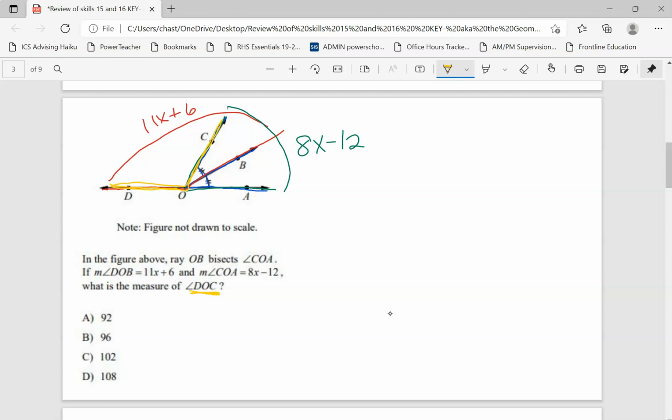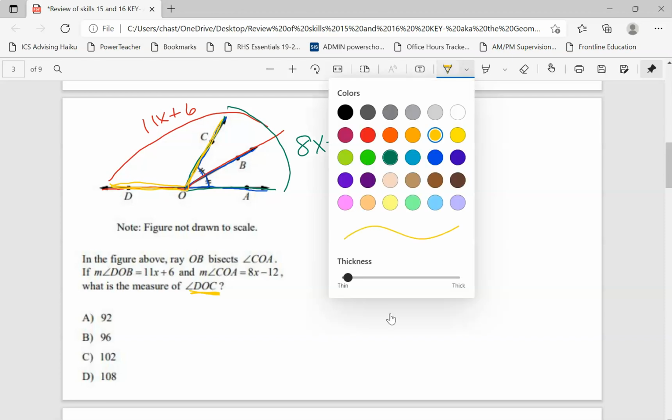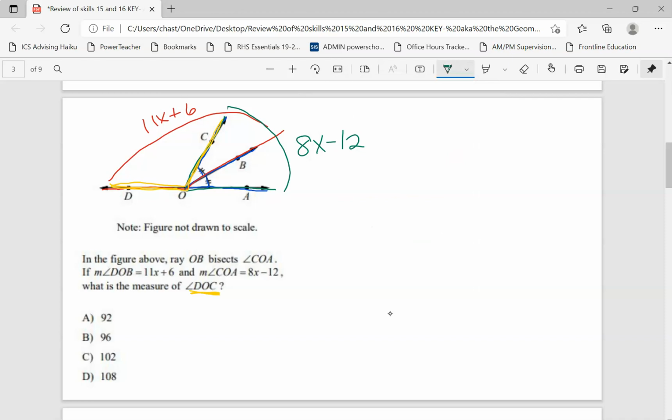Okay, so first of all, let's note that if we have the green angle, which is 8x minus 12, and we know that that is split evenly among these two angles here, each one of these will be 4x minus 6, because that's going to be half of 8x minus 12, right? You just divide those terms by 2. And angle DOC is going to be 11x plus 6 minus that little piece right here that makes COB, which will be 4x minus 6. Okay?